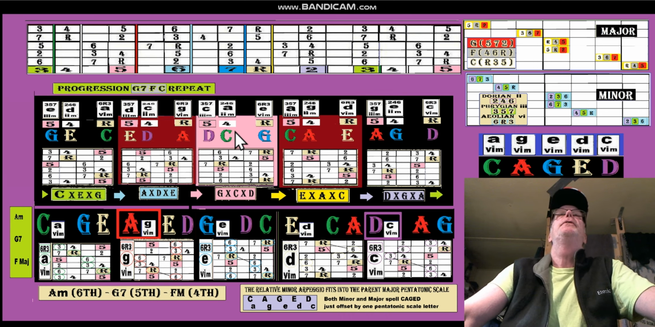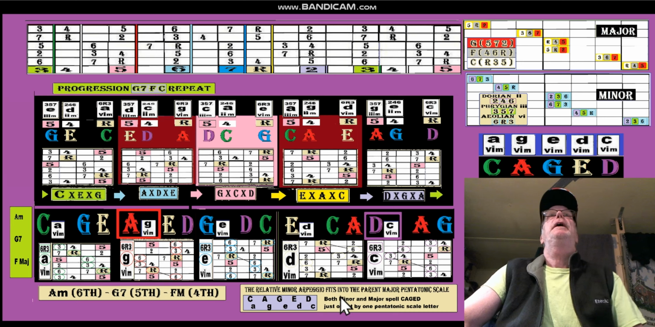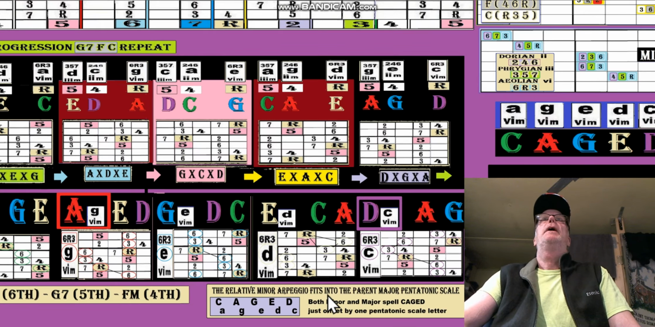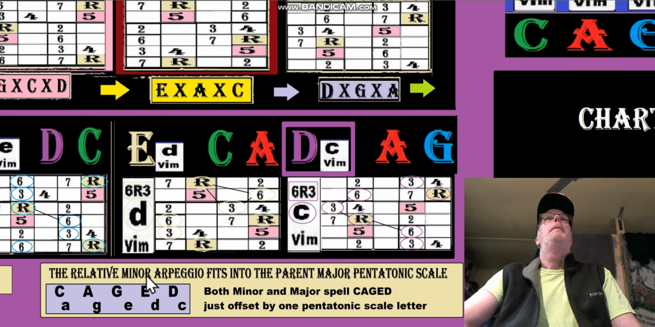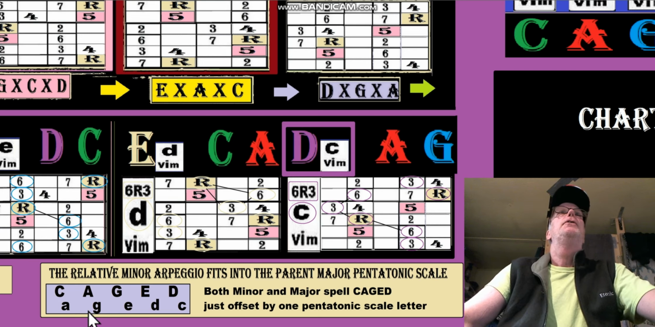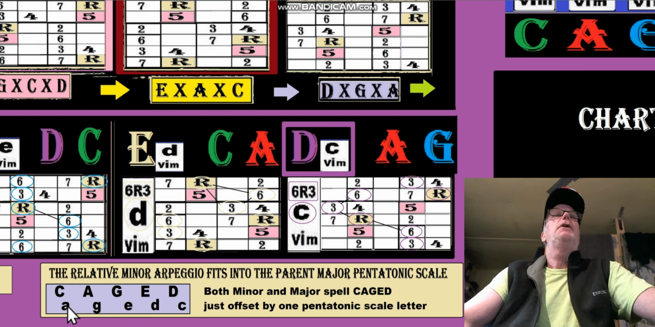It helps. Now, what do we have down here? We have a rule: relative minor arpeggio fits into the parent major pentatonic scale. So C major has a relative minor of A. Okay, A minor. And G has the relative minor of E. This is the shape now.